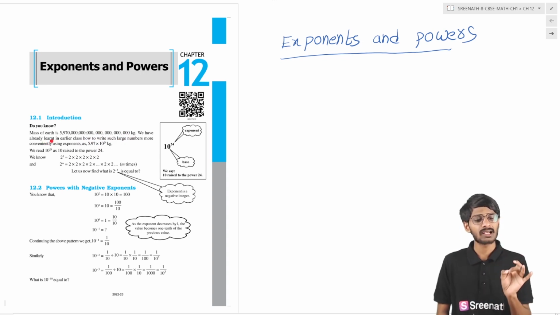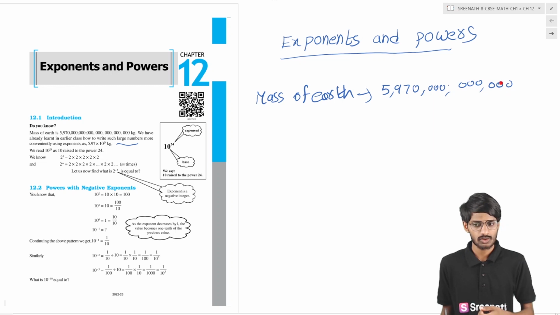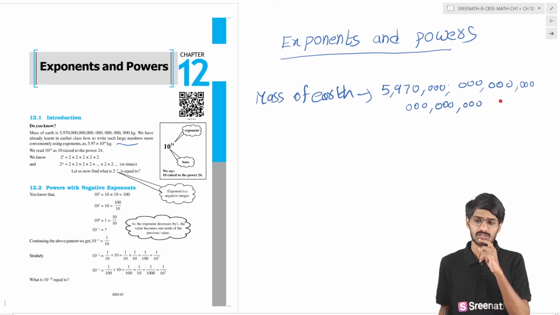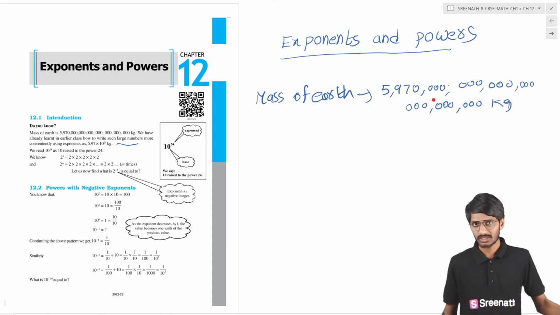We have already learned in earlier classes how to write such large numbers. This is a very big number. What is it? Mass of earth. How many kgs is it? It is basically 5,970,000,000,000,000,000,000,000 kg, with several triple zeros. It is such a big number. So the mass of earth is this many kgs, and it is very difficult to count now.